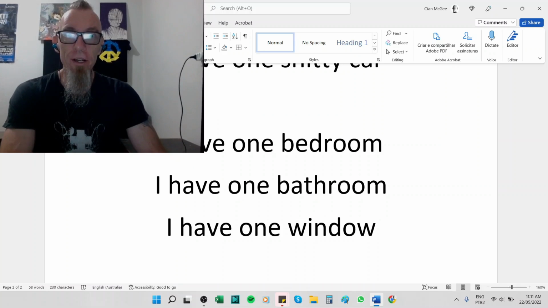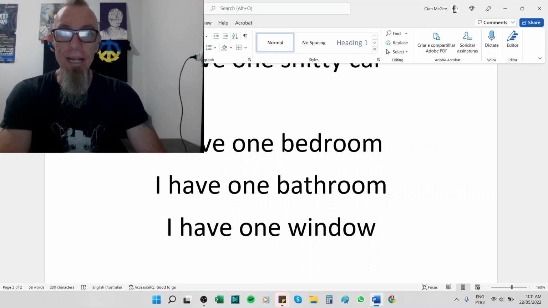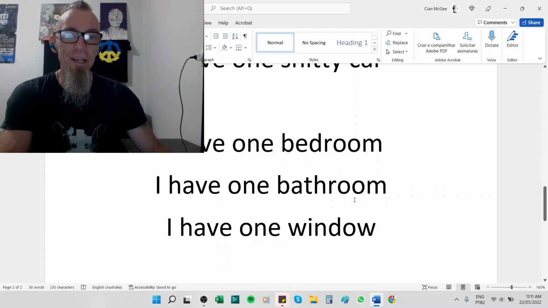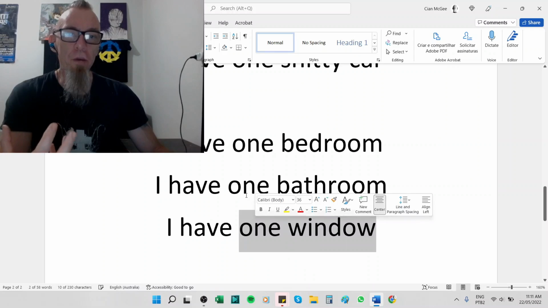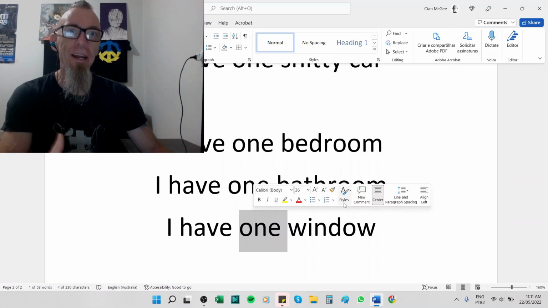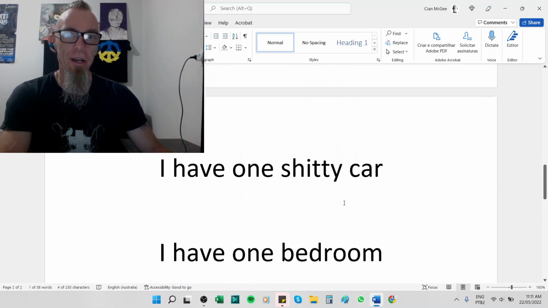I have 1 door. I have 1 toilet. And I have 1 bed inside my room. Whatever it is, those things are specific. It's specific that we're saying the word 1 in this case, because we could assume it would be 2, 3, 4, 5, 6, 7.